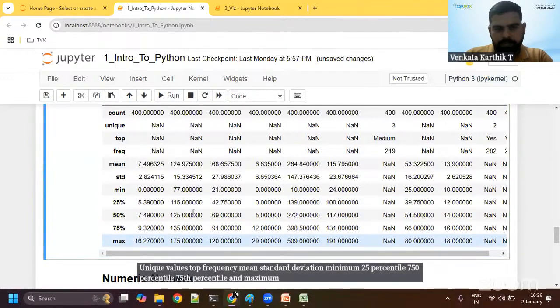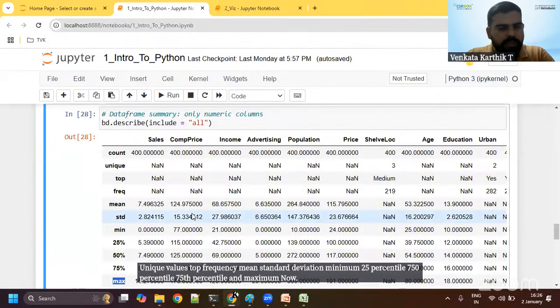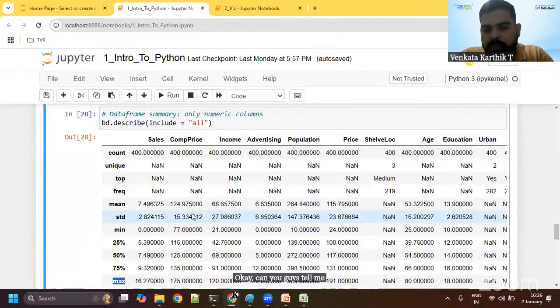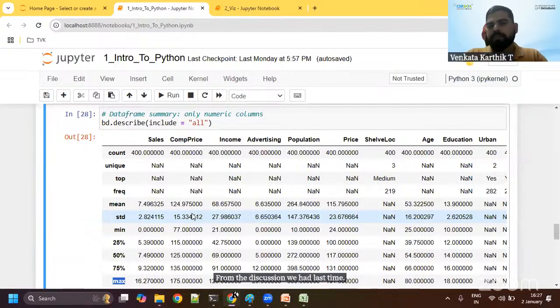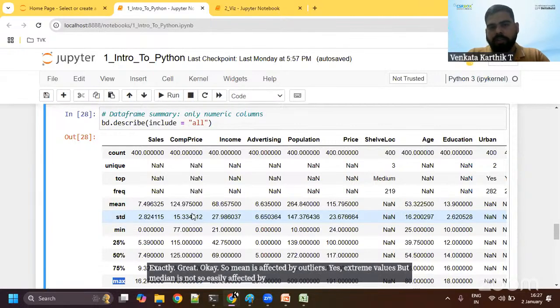Now, we discussed certain features, right? We talked about mean, median, standard deviation, and range. Can you guys tell me what is the difference between mean and median from the discussion we had last time? Exactly. Great. So mean is affected by outliers, yes, extreme values. But median is not so easily affected by outliers. That is exactly the one important characteristic of mean and median.